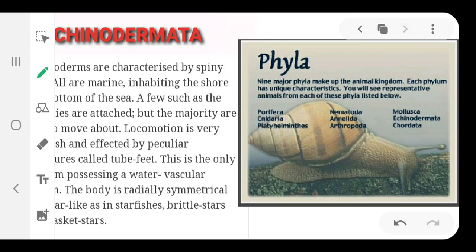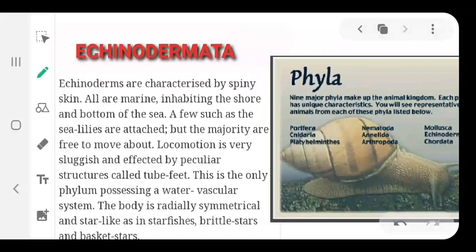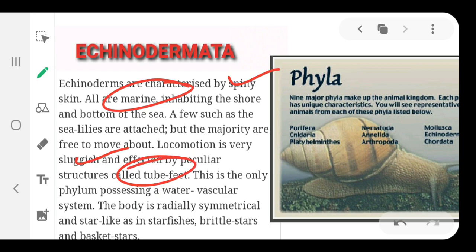And this Echinodermata, as I have told you, write down the features again in the respective format. So they have a spiny skin that I have just mentioned. Marine habitat basically; they live in the marine environment, and locomotion is sluggish, so they move very slowly with the help of tube feet, which I have just told you. And they have something called the water vascular system. Underline this word, water vascular system. And radial symmetry is there, and all these animals including starfishes come under this category.